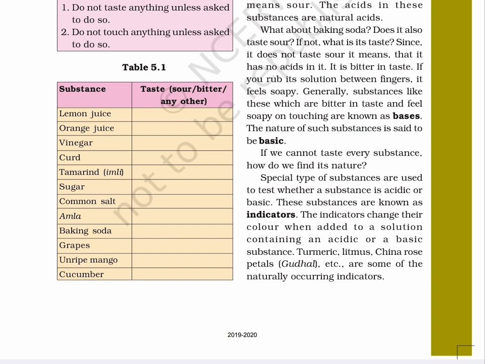If we cannot taste every substance, how do we find its nature? Special type of substances are used to test whether a substance is acidic or basic. These substances are known as indicators. The indicators change their color when added to a solution containing an acidic or a basic substance. Turmeric, litmus, China rose petals, or gudhal, etc. are some of the naturally occurring indicators.